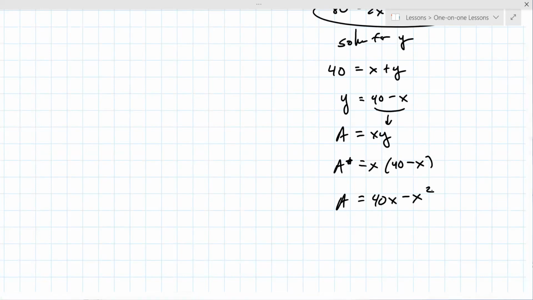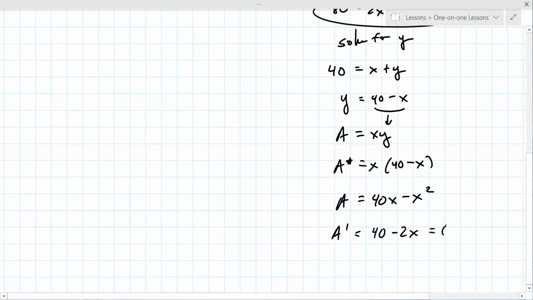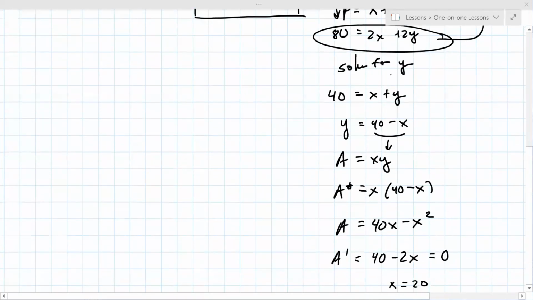Now you have to take a derivative. Derivative is 40 minus 2x, and you set it equal to 0. Now this only has one critical point. You solve for x, you get x equals 20. Because there's only one critical point, you can reasonably justify that this is the only one. And then to find y, you put this value back into the other equation, like 40 minus x. So y is equal to 40 minus 20. So y is equal to 20.